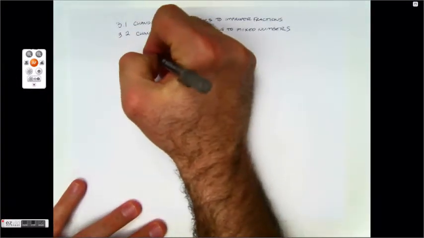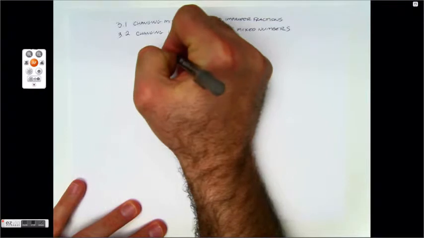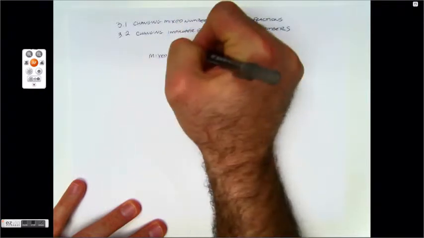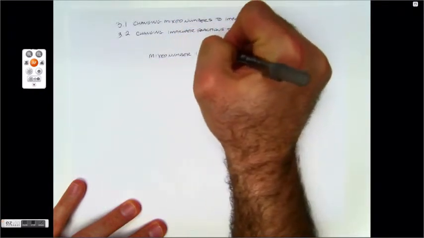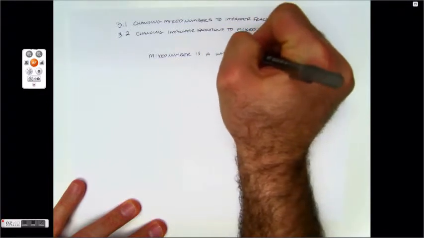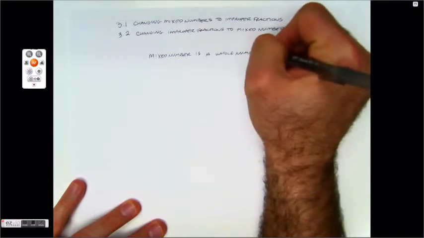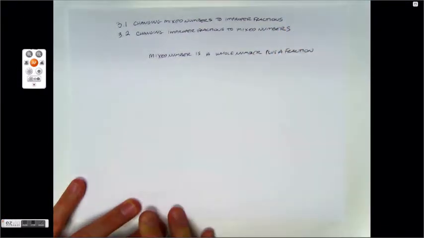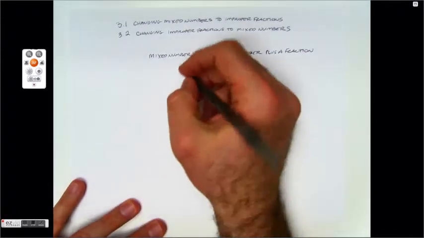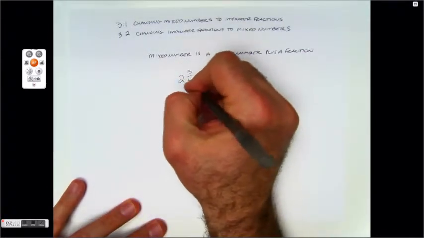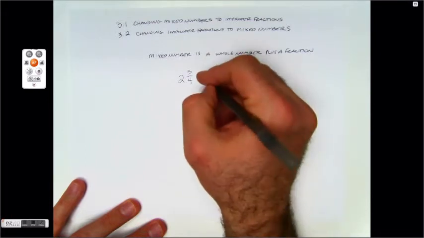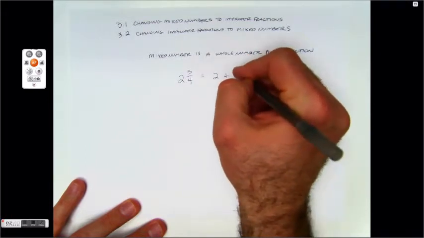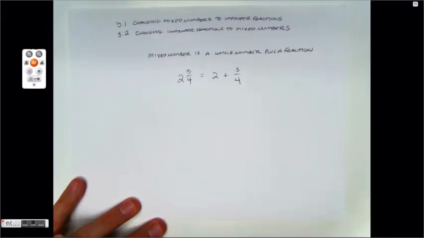Let's look at what a mixed number is. A mixed number is a whole number plus a fraction. That's the definition of a mixed number. It's a whole number plus a fraction. So notice we have 2 3/4. This is the whole number 2 plus the fraction 3/4. And we've worked with both of these before. This was chapters 1 and 2. So we're combining the two, if you will, into a mixed number.